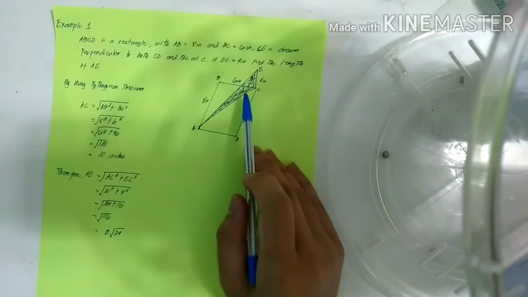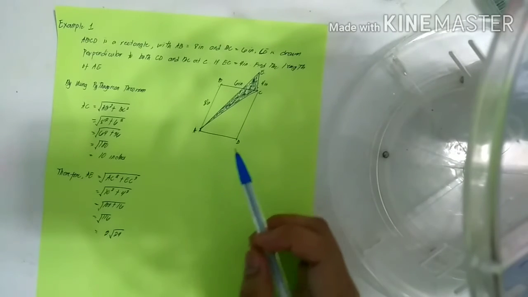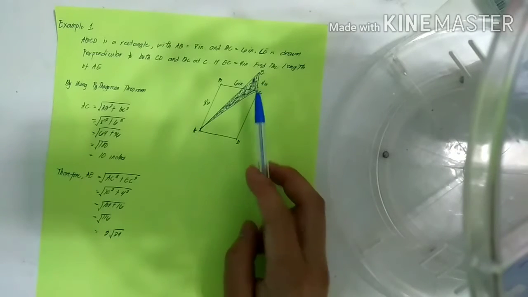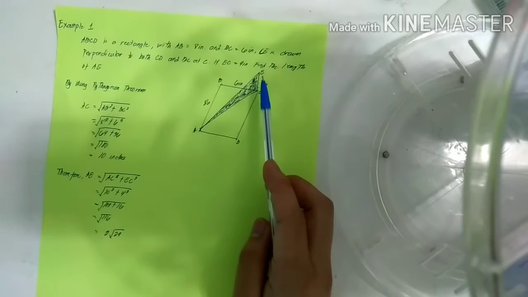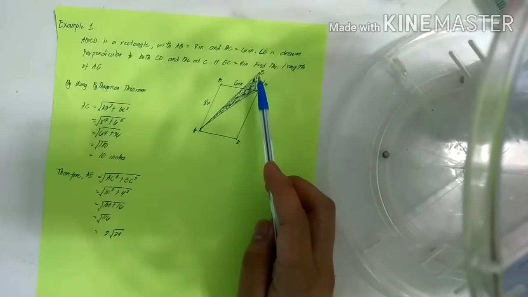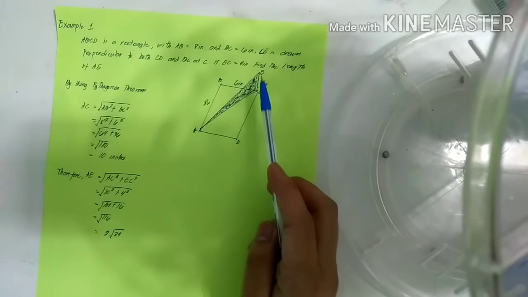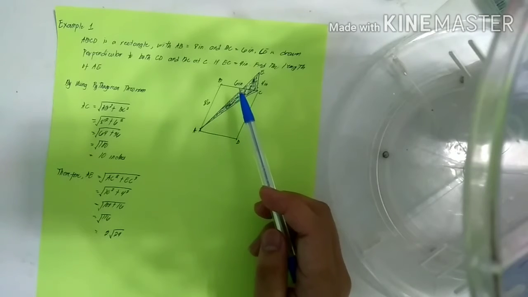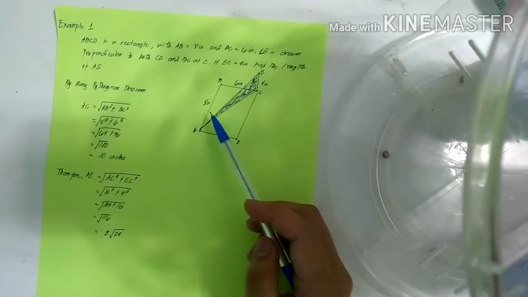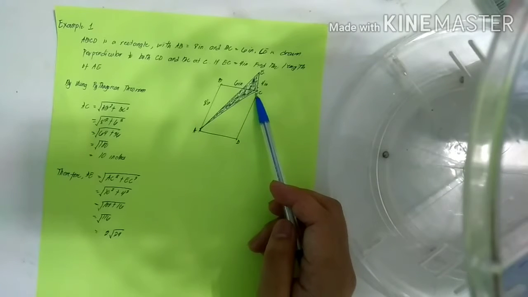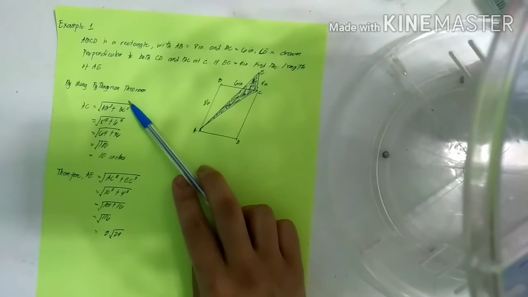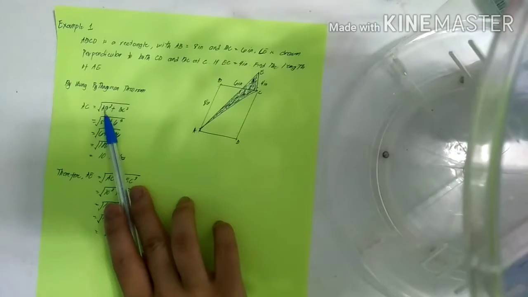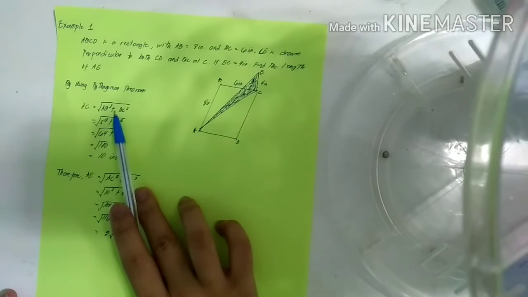The line AE forms a right triangle with the diagonal AC and the perpendicular line AC, with AE as the hypotenuse. Compute first for the diagonal AC of the rectangle ABCD. So we have to compute first the AC. By using Pythagorean theorem, AC is equal to square root of AB squared plus BC squared.